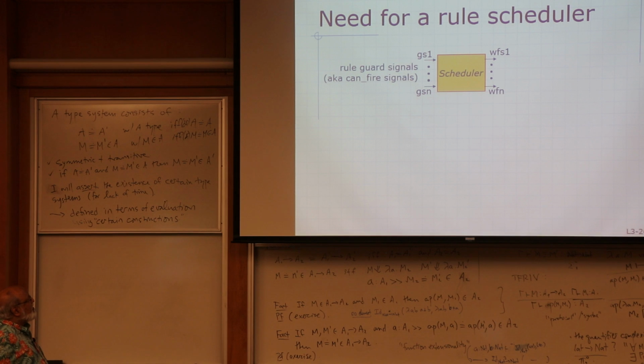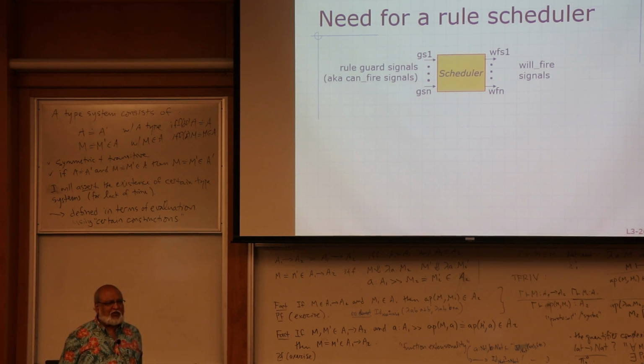It's also known as the can fire signals. So this is telling you this rule can fire if you want, right? And what comes out of this is the will fire signals. You say, yeah, you may have been ready to go, but I'm the controller. I tell you whether you can go or not.